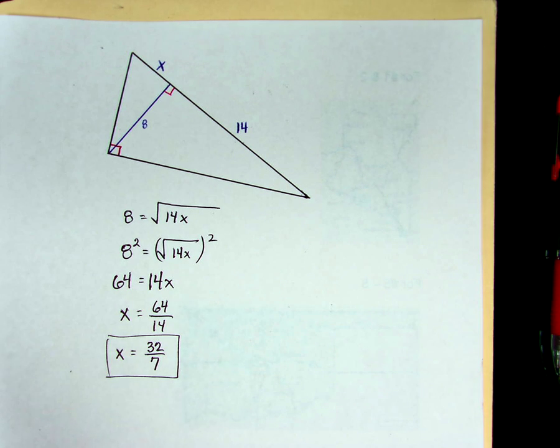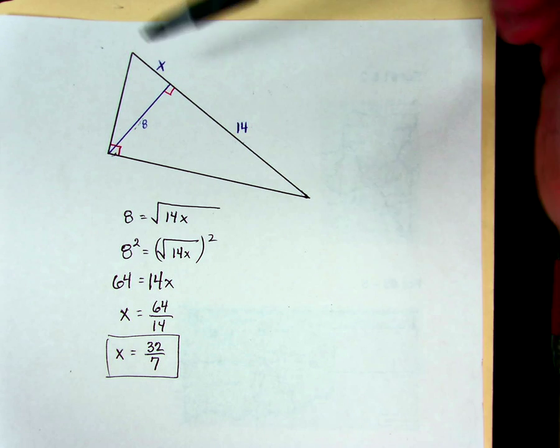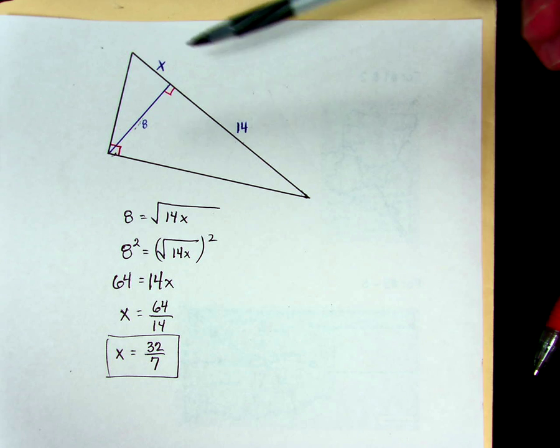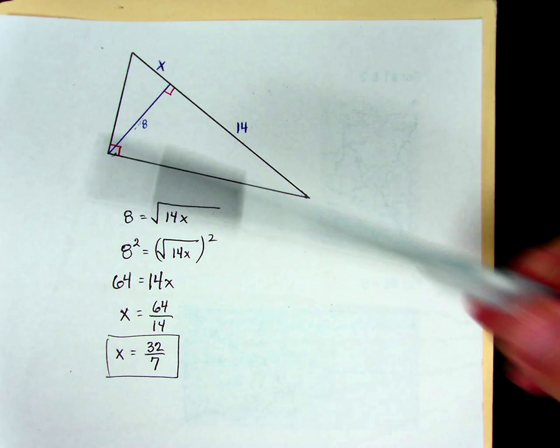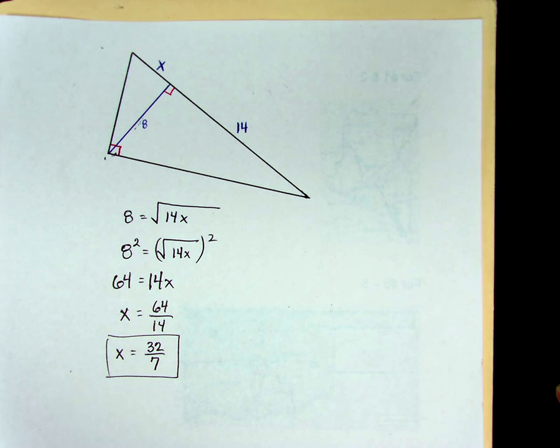So here is an application of the altitude geometric mean theorem. The altitude in the right triangle is the geometric mean between the two segments of the hypotenuse formed when we put that altitude into our triangle.